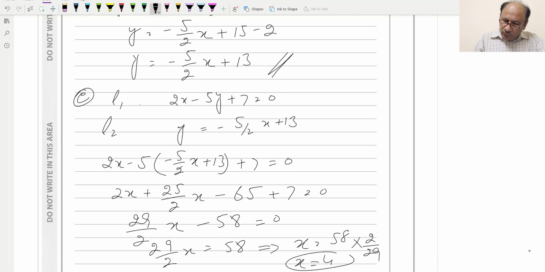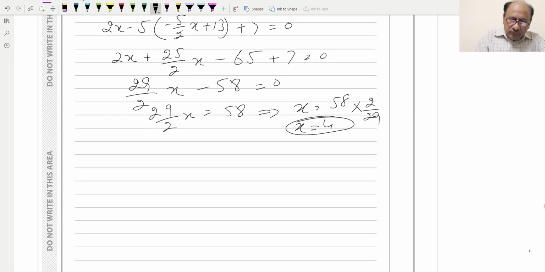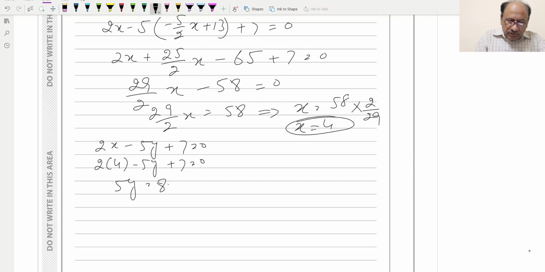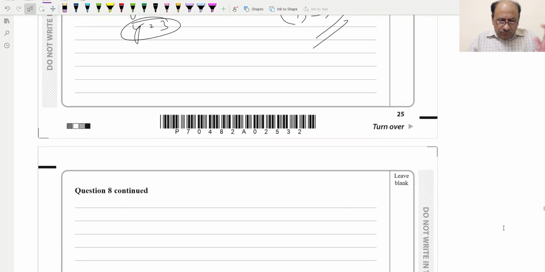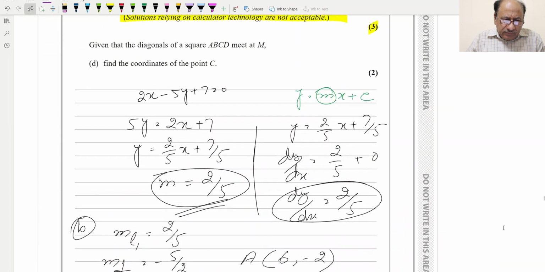Now x value is 4. Now we can find the y value by replacing in any of the above equations. So we have this equation 2x minus 5y plus 7 is equal to 0. In this one we will replace x is equal to 4, so 2 into 4 minus 5y plus 7 is equal to 0. So 5y is equal to 8 plus 7, which is equal to 15. So y is equal to 3. So our point will be 4 and 3. This will be the required point. Hopefully you understood this.